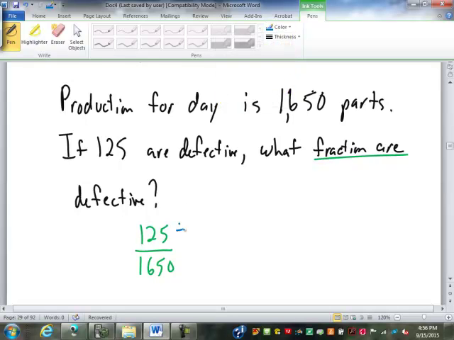What can both of those be reduced by? 25, okay? 125 divided by 25 is 5. 1650 divided by 25 is 66. 5 over 66, can that be reduced? No. 5 over 66 is the fraction. That's it.